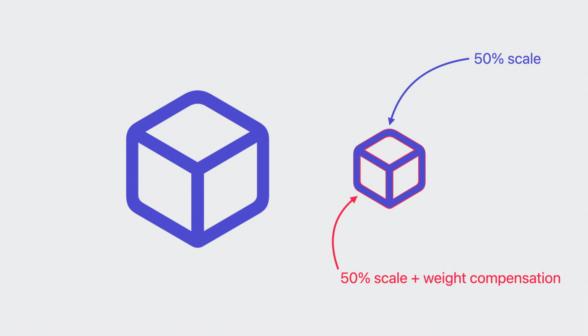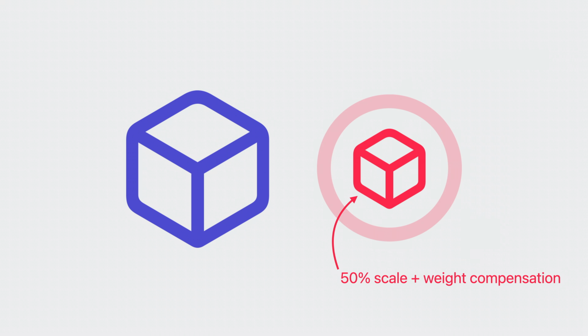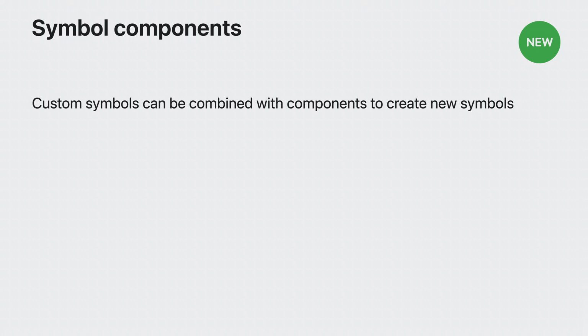This helps to keep it looking consistent with both its larger non-enclosed version and with the circle surrounding it. And like many other parts of symbol components, you can do additional fine-tuning to the enclosed symbol's weight to get the final visual result you want. And that's how powerful symbol components are.